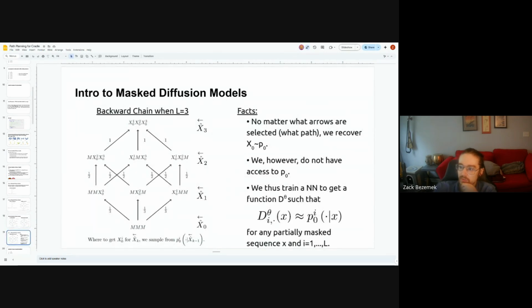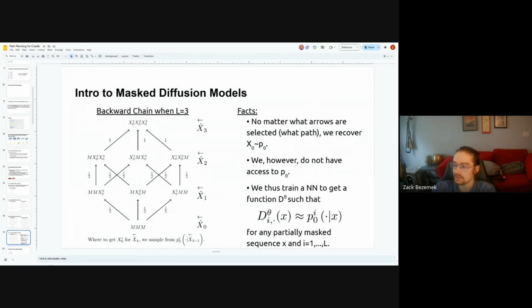Now, no matter which arrows are selected, this is what we're calling paths, which is essentially the denoising order. Which tokens do I unmask after each step? We're going to recover a sample from P naught. You can see that by writing down the definition of the conditional distribution. However, we don't have access to the underlying data distribution that I need to make sure that's what I recover a sample from in the first place.